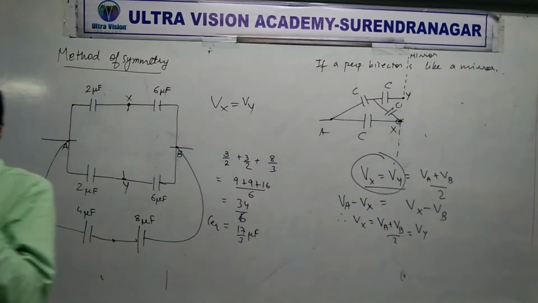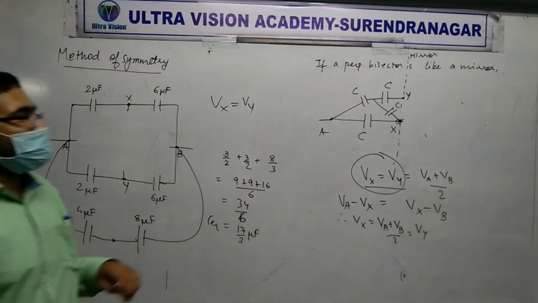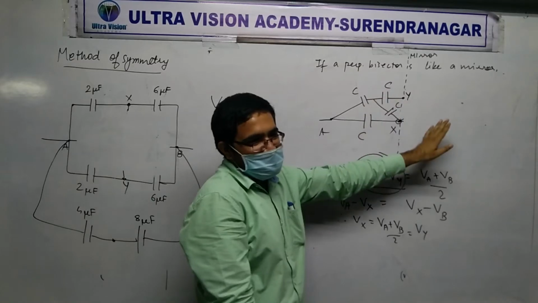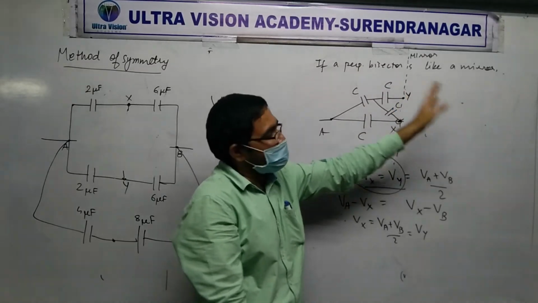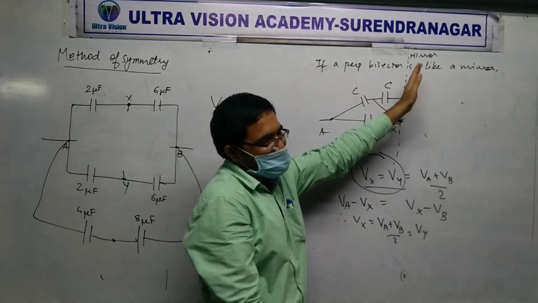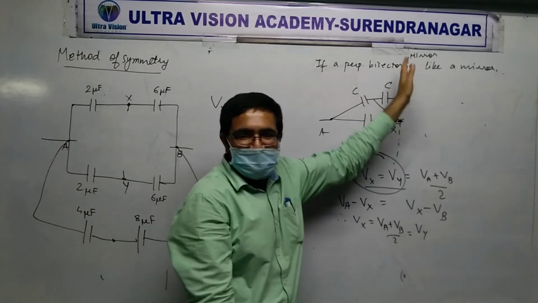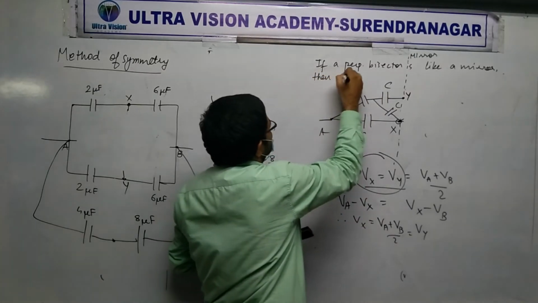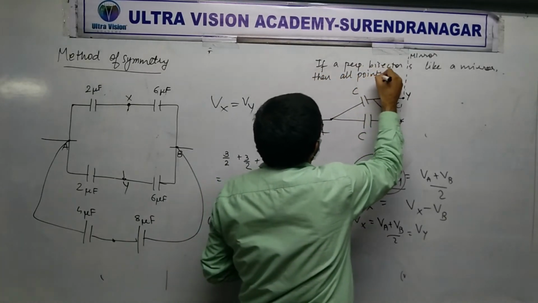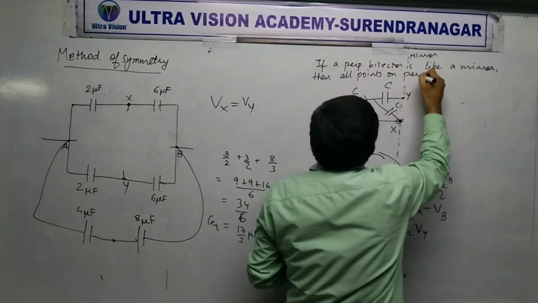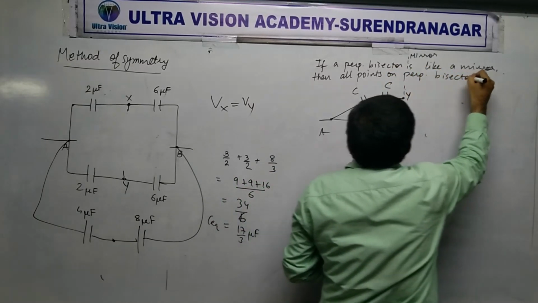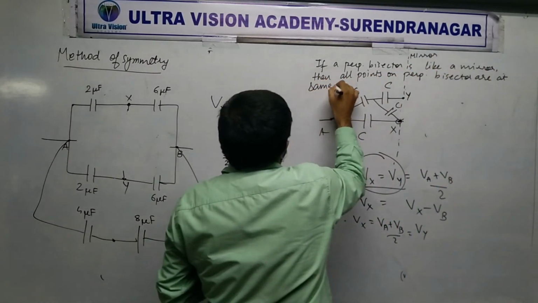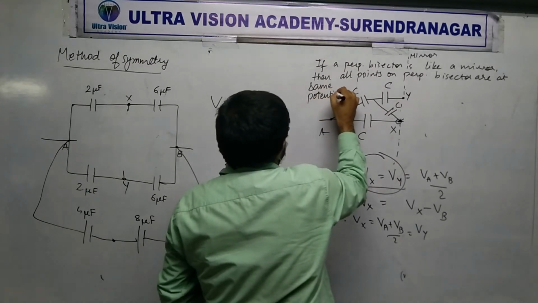Okay, if you want to use more technical language, you can say that if the circuit has a reflection across the perpendicular bisector, or, since mirror is an easier word to understand, if the perpendicular bisector is like a mirror, then all points on the perpendicular bisector are at the same potential. All points on the perpendicular bisector are at the same potential.